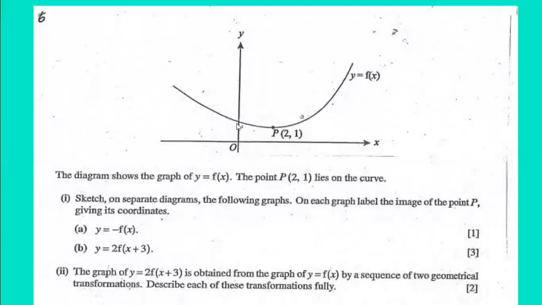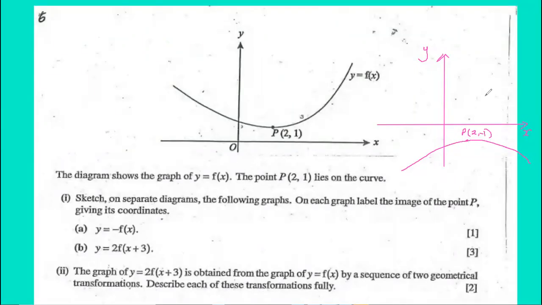We don't know where the y-intercept is because we don't actually know what the real equation of this graph is. We just know it's a function. Okay? So on your new graphs, you need to make sure that you've got the y and x axes clearly labeled, your origin is labeled, and most importantly, your new point P is labeled. Sketch on separate diagrams the following graphs. On each graph, label the image of the point P giving its coordinates. Okay, so first one.